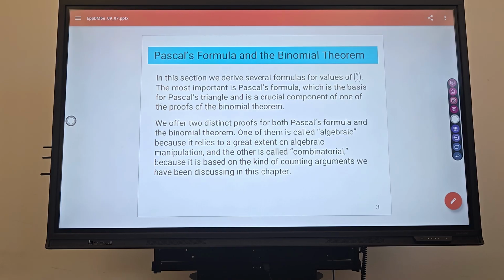We offer 2 distinct proofs for both Pascal's formula and the binomial theorem. One is called the algebraic because it relies to a great extent on algebraic manipulation. And the other is called combinatorial because it is based on the kind of counting arguments we have been discussing in this chapter.